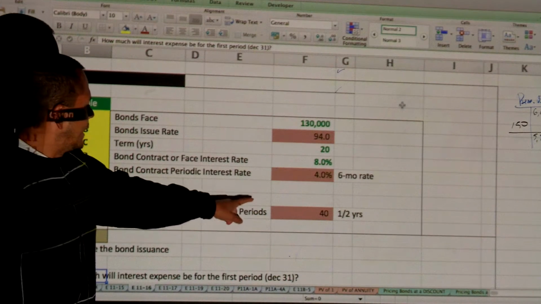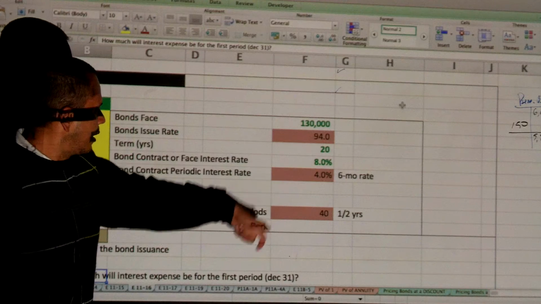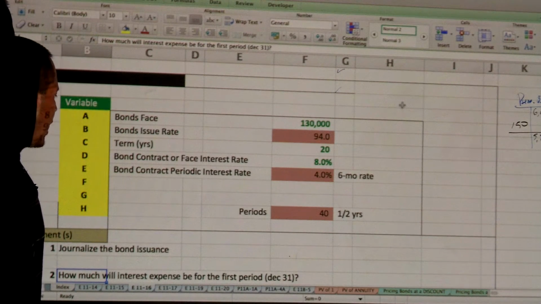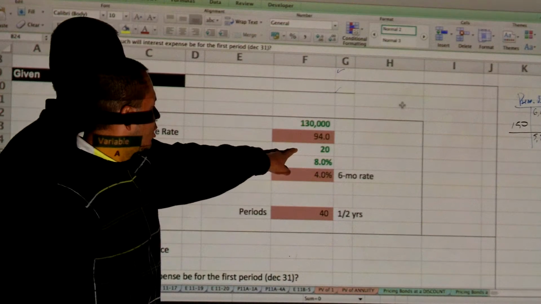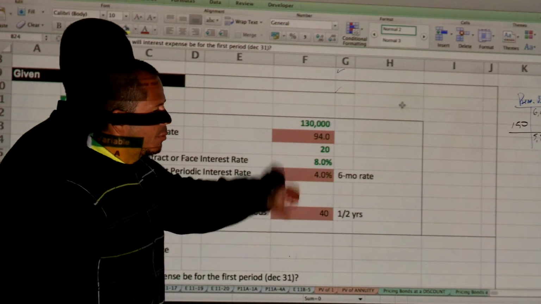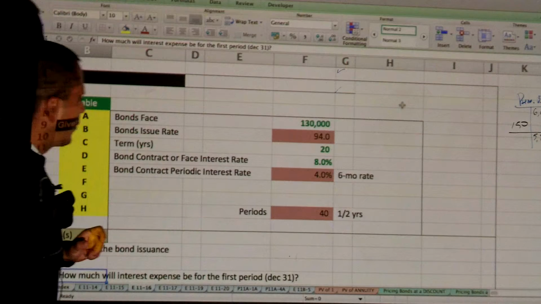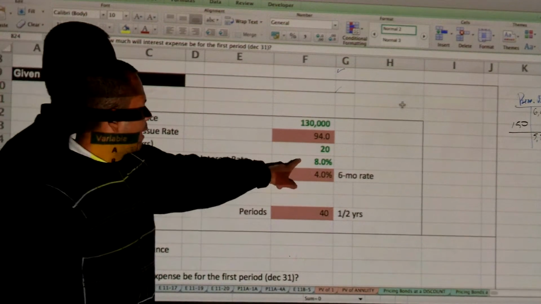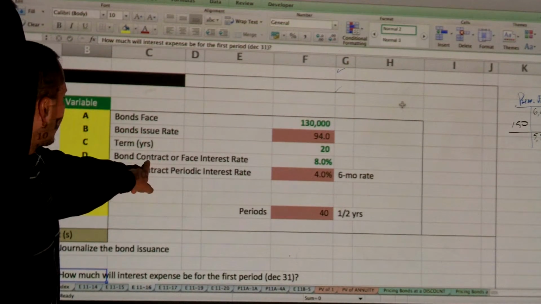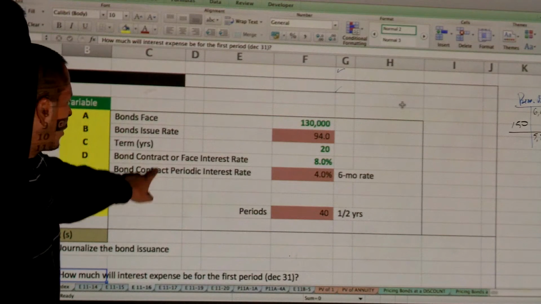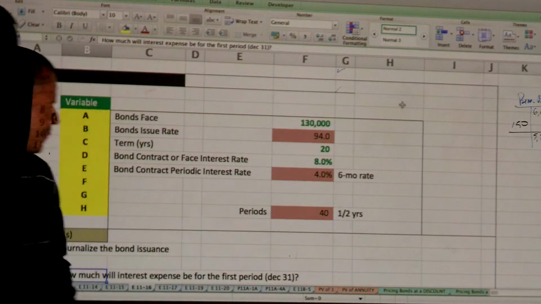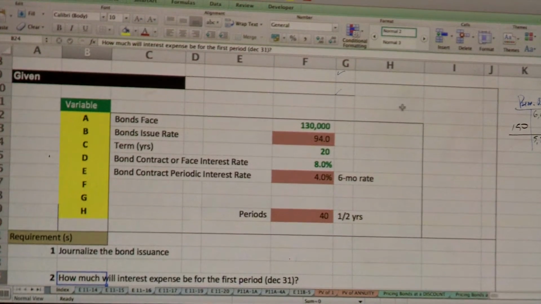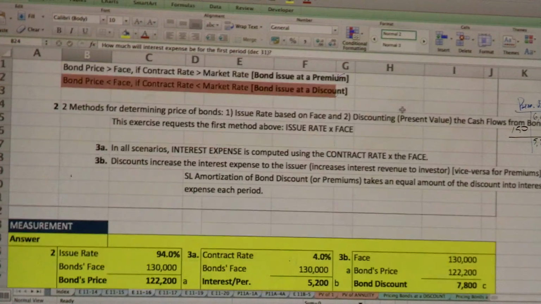And they are actually paying interest on a semi-annual basis, meaning half a year. So in reality, 20 years becomes really 40 periods. So we have to adjust our rates based on that. So instead of having an 8% bond contract rate, that's for the full year, we're going to be using a contract rate for the period of 4%. Given that information, here's the answer.